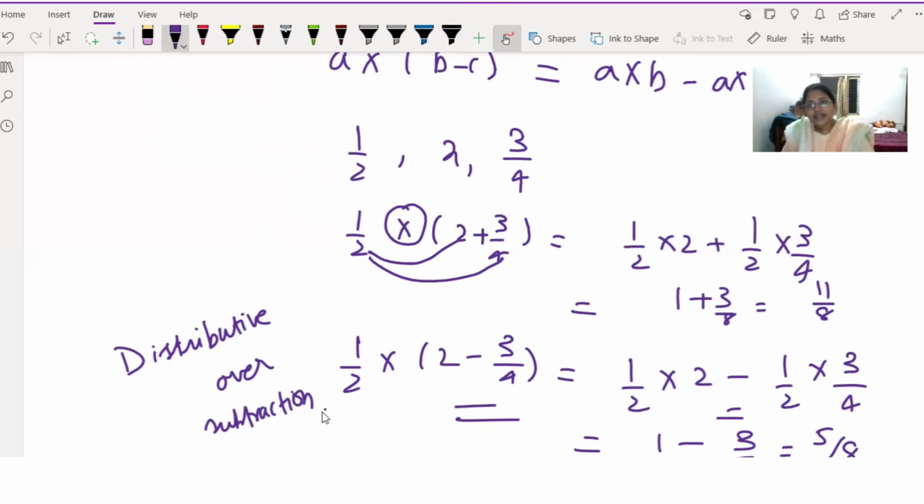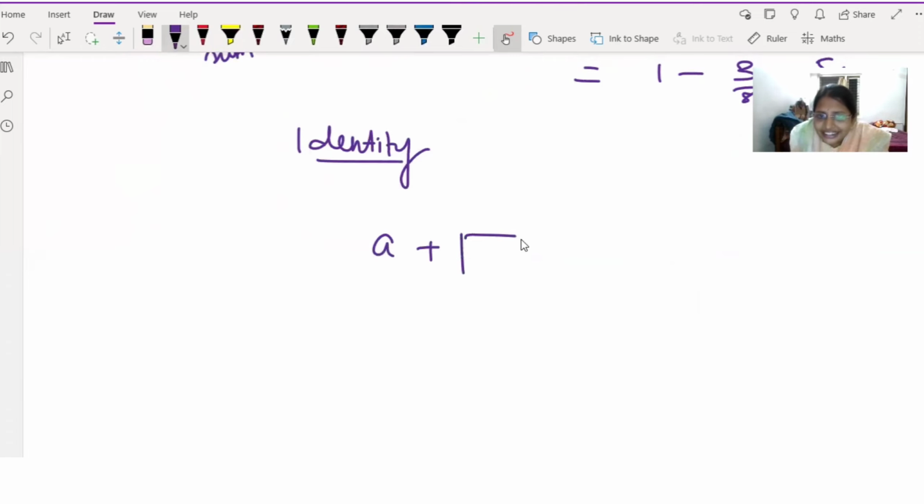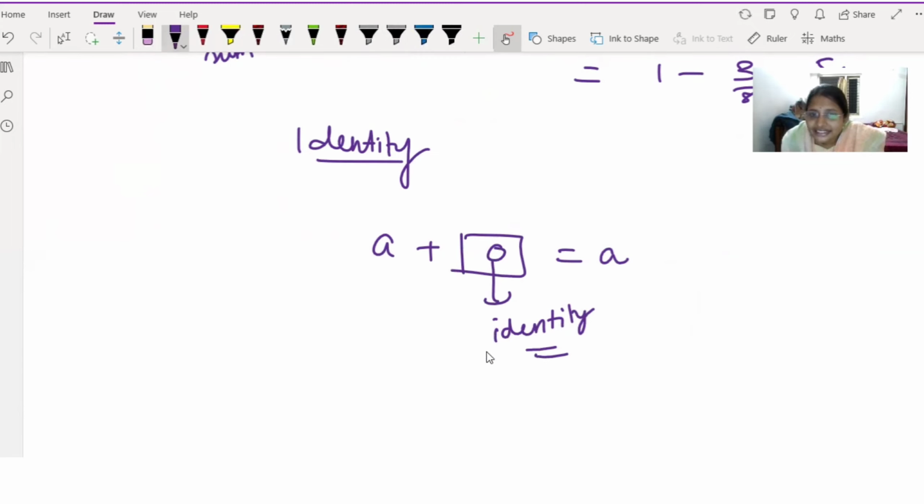Let us learn about the existence of identity and inverse for rational numbers. Let us discuss what an identity is. For any number, if we add something and we get the same number, this added one is called the identity. Can you say what that added number is? That's right, it is 0. So 0 is called the additive identity.